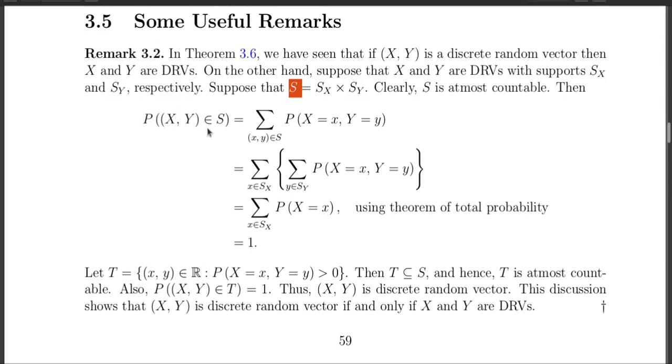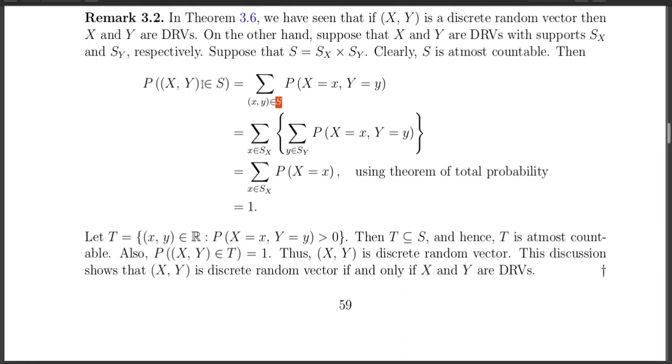Why is this true? The probability that XY belongs to S is nothing but the sum of the probability that X equals x, Y equals y, taken over the set S. Because S is the Cartesian product, this sum can be written in two parts, one over Sx and another over Sy. Then the inside sum will be the probability that X equals x, using the theorem of total probability, and then this sum is equal to 1 because X is a discrete random variable. So the probability that XY lies in the Cartesian product of the supports of the individual random variables is 1.